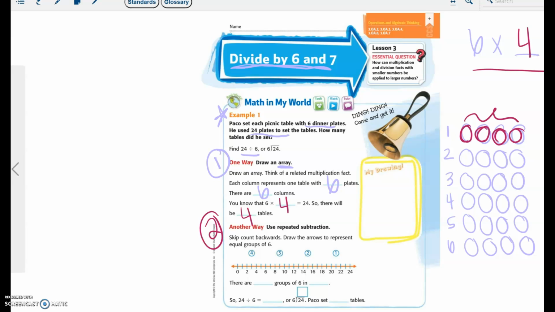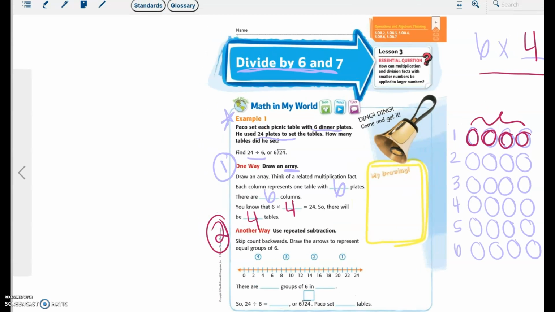I'm going to start at 24. 24 subtract 6 is 18. Oops, let me get my pen. 18. I went back one time. 18 subtract 6 is 12. All right, I went back 2 times. 12 minus 6 is 6. That's 3 times. And 6 minus 6 is 0. Once I get to 0, I know I'm done.